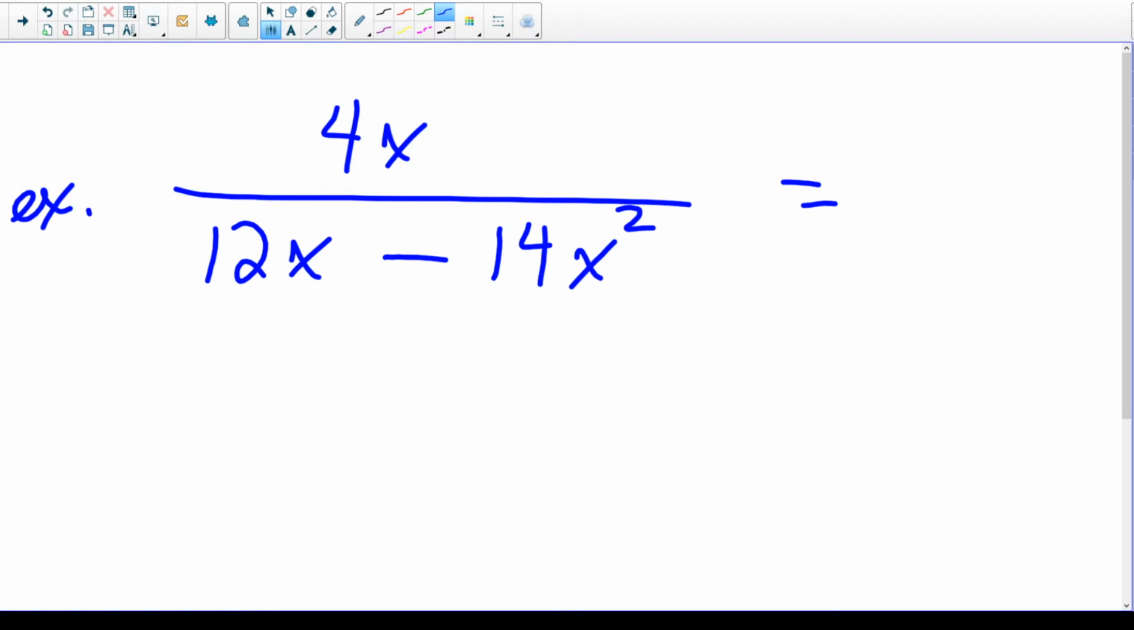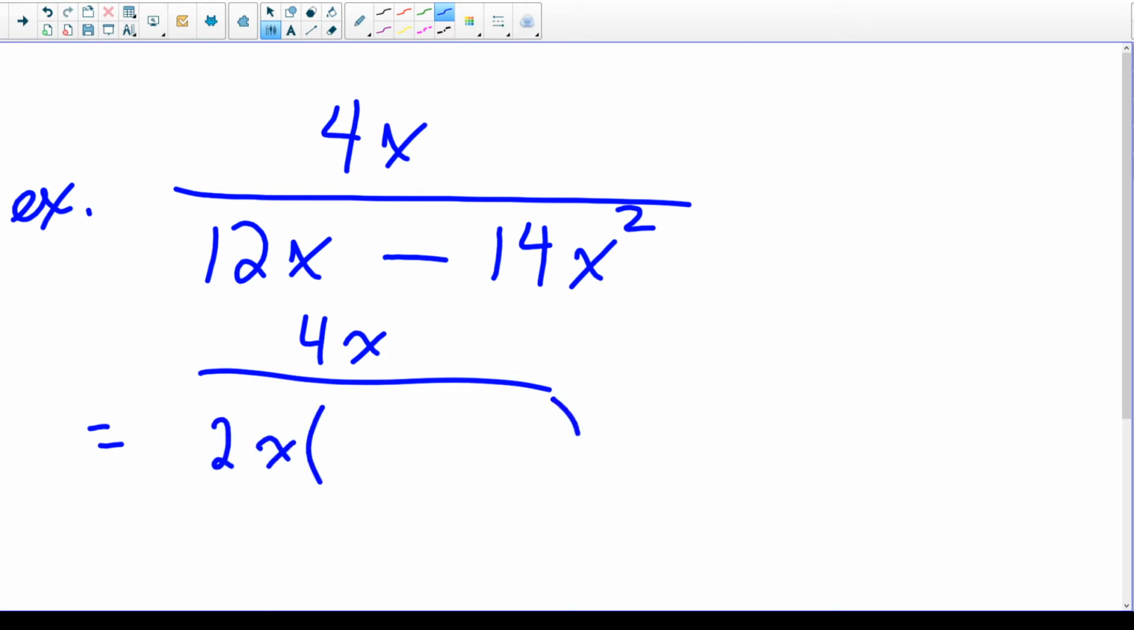Let's do another one similar to that one, and maybe without as much writing when we go to find our restrictions. So I should probably erase that equal sign there. What we'd want to do is factor the bottom. You can't do anything to the top, so we're just going to factor the bottom. In this case, I think 2x is the greatest common factor. So we'd have 6 minus 7x left over in the bracket.